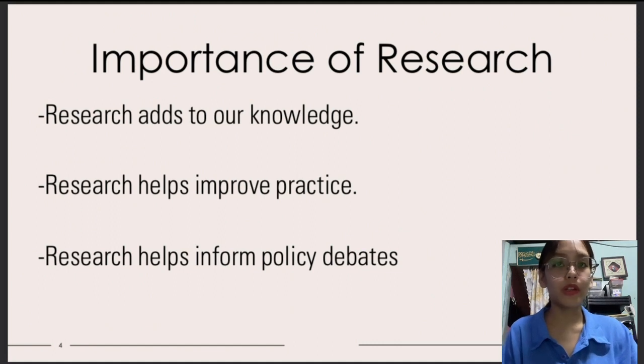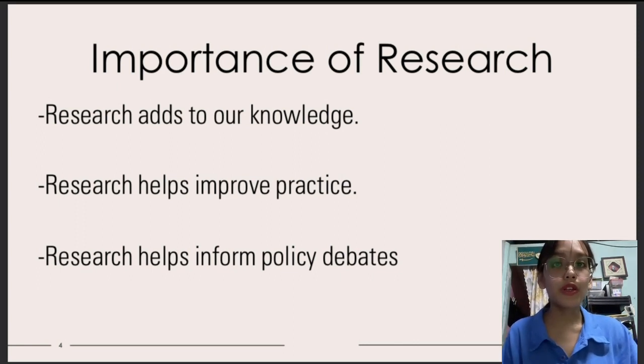Importance of research. Number 1, research adds to our knowledge. Research expands our understanding of the world. It uncovers new information, discovers patterns, and tests theories. It contributes to human knowledge. It also gives us scientific research in terms of medicine, technology, and in education also. It also enhances our collective knowledge and drives progress.